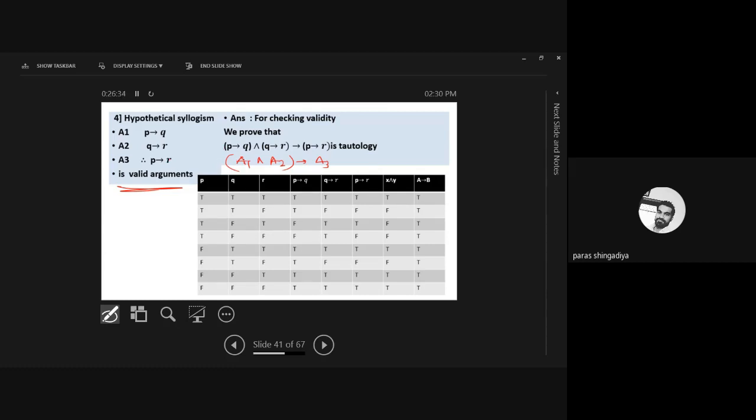So three statements are there, P, Q, and R. So these three columns are fixed. Now in the next column, we need the answer of A1. So A1 is P conditionally Q. So check the fourth column as the P conditional Q answer. That is the answer of A1.